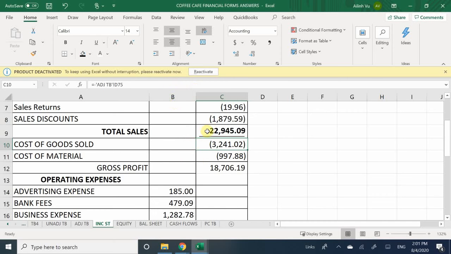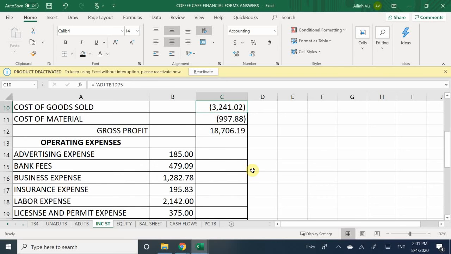So here, I started with $22,000. My total cost of goods sold is $3,241. And then lastly, my total cost of materials, which was medium cups, large cups, sugar, and creamer, we calculated that in our adjustment. The total amount of that is going to be $997.88. So by taking these two numbers and subtracting it from here, I get a total gross profit of $18,000.706. Okay, so that's my total gross profit.